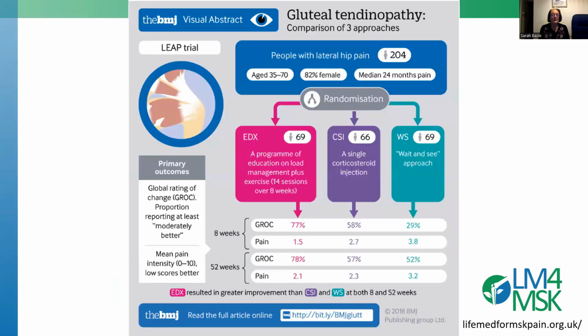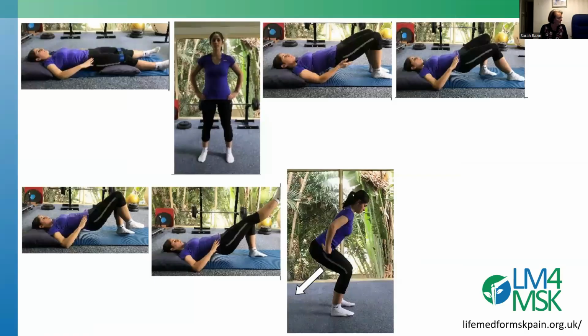So they had 3 groups of patients. One group of patients, they just did exercises. The second group, they gave a steroid injection, and the third group, they just wait and see what will happen to them. And obviously the patients in the exercise group did better than the steroid injection, and obviously much better than the wait and see group. And you can see how the pain is decreased in the exercise program significantly, and this was statistically significant. So the exercises are good, and I've shown you a few of the exercises in the next couple of slides.